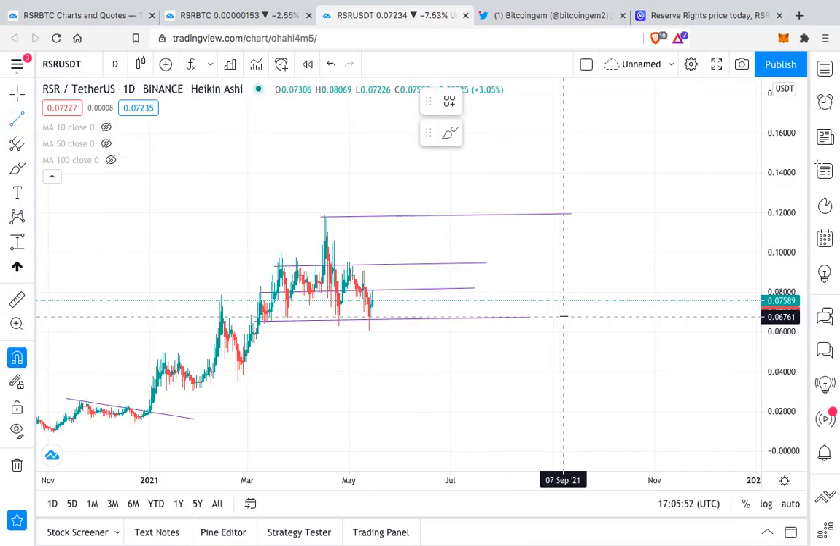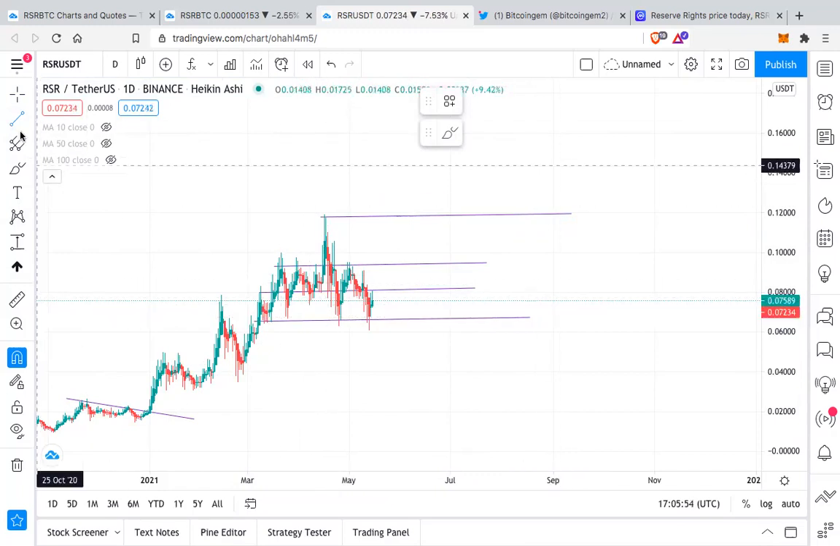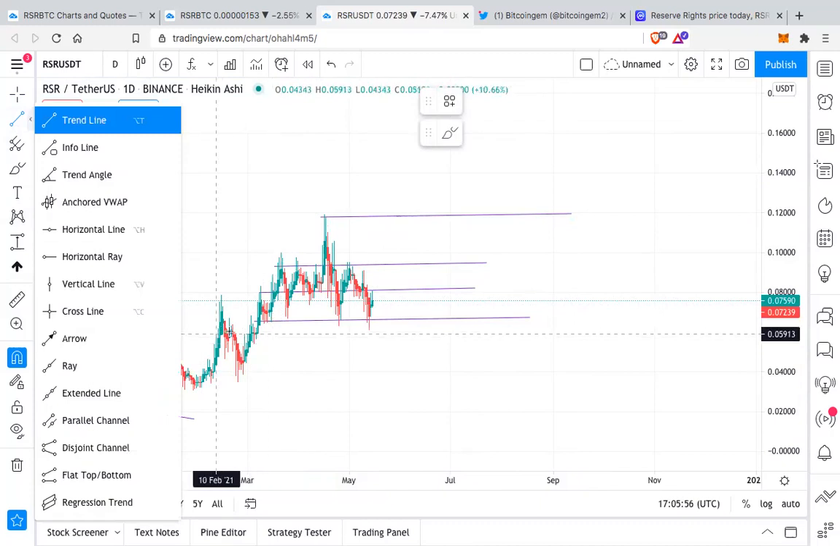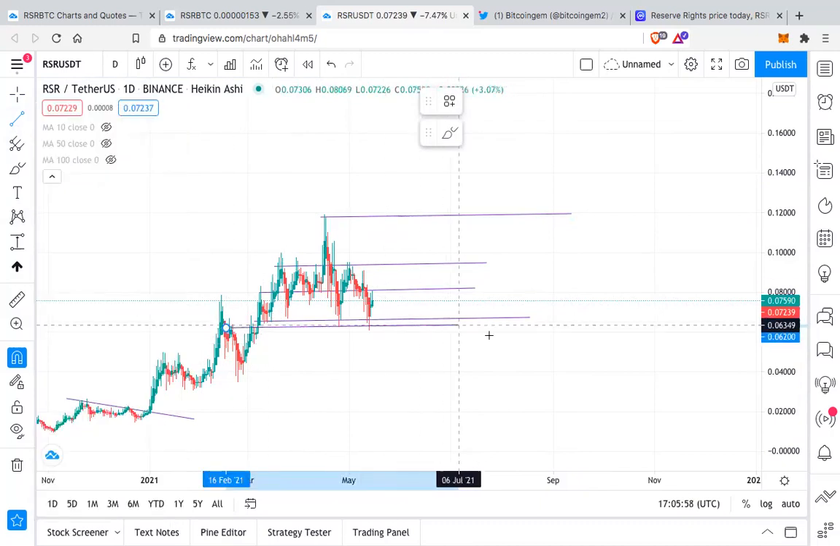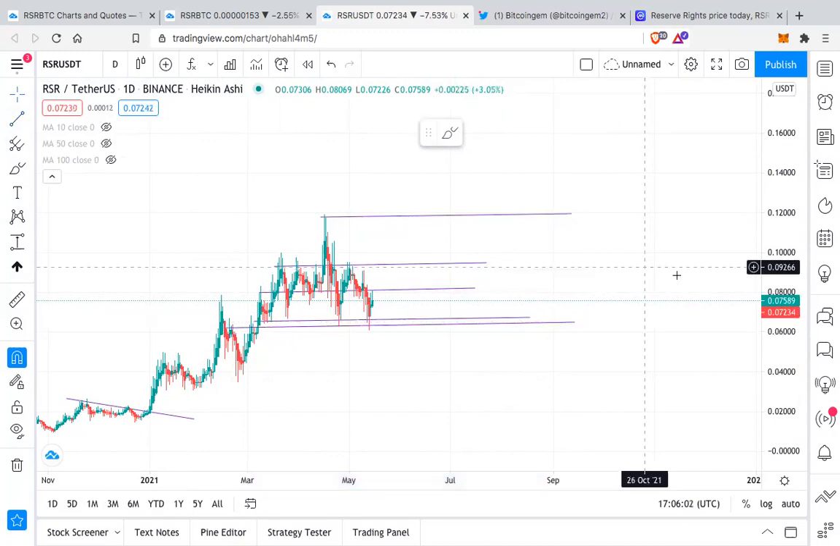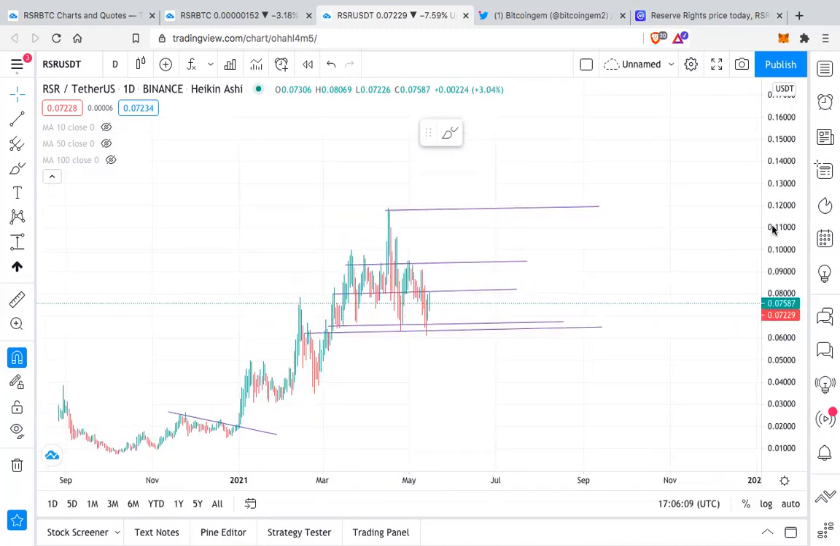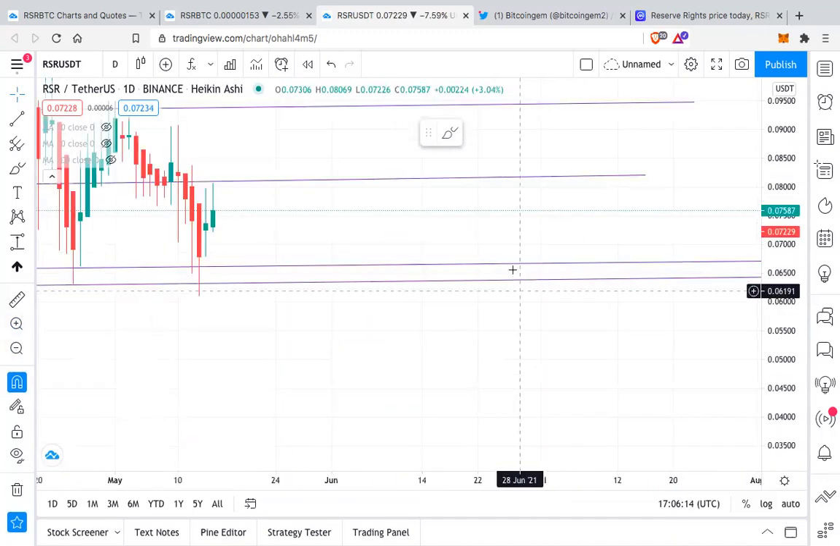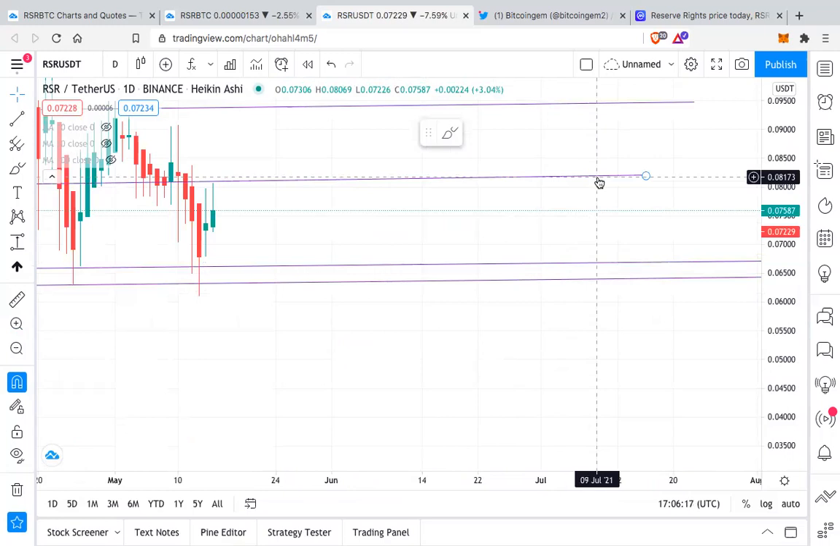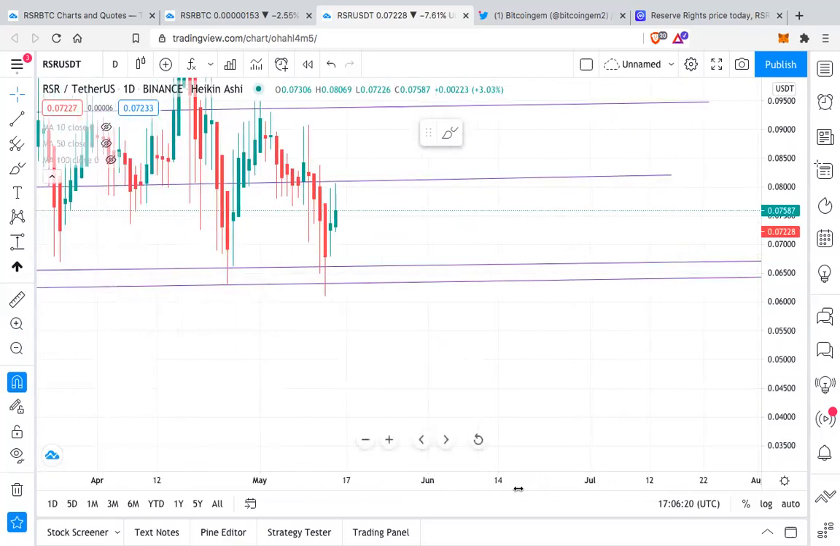One is 0.67, so almost 7 cents. This is the range that is currently providing support, and to me, it looks like it is holding well. It's currently getting resisted by the previous support at around 8 cents, 0.081.